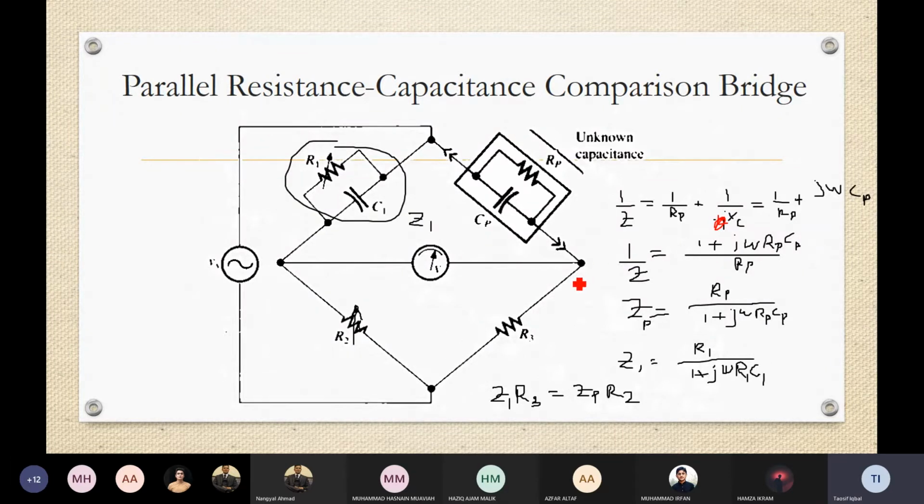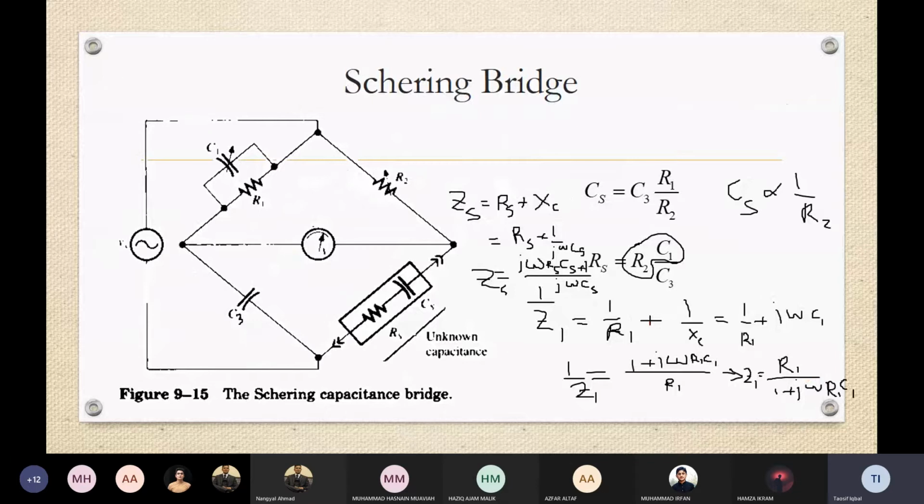इस पे है कोई question? No sir. Okay. So let's now move forward.